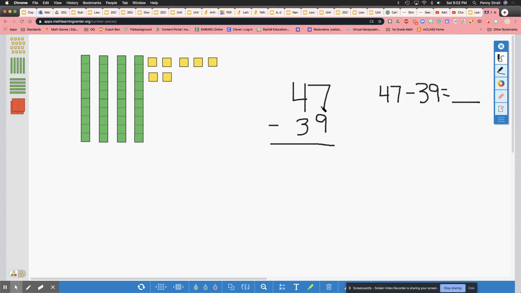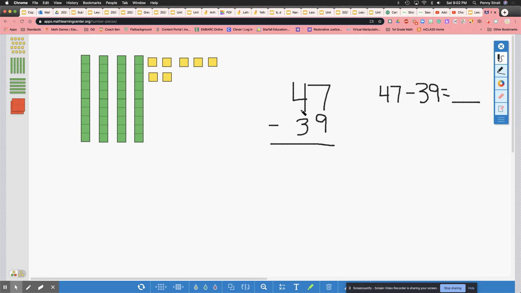When we subtract, we start in the ones place. If you have 7, you cannot take away 9. 7 minus 9 is impossible. If I have 7 ones here, I can't take away 9. If there's more on the floor, I go next door. That's the same thing in the tens place. If there were more on the floor, I'd have to go to the hundreds place and break up 100.